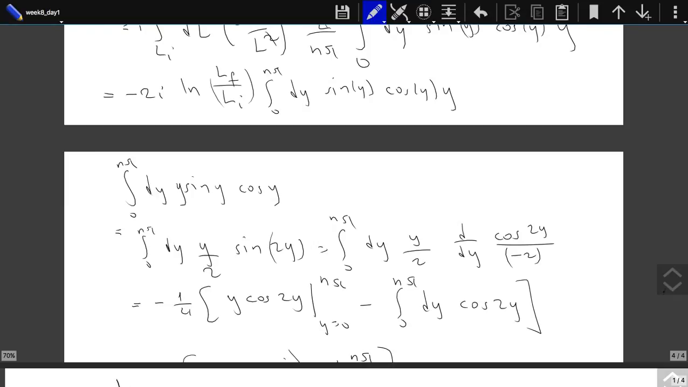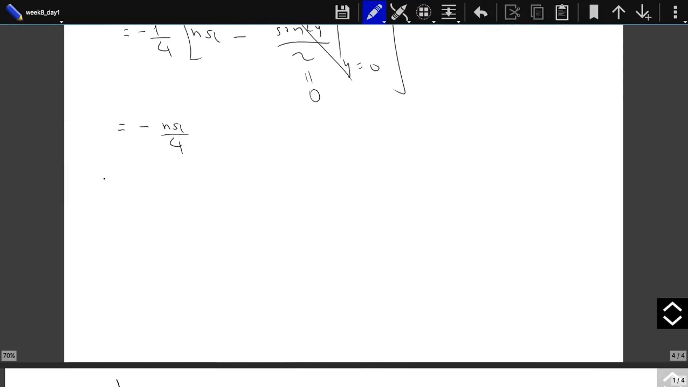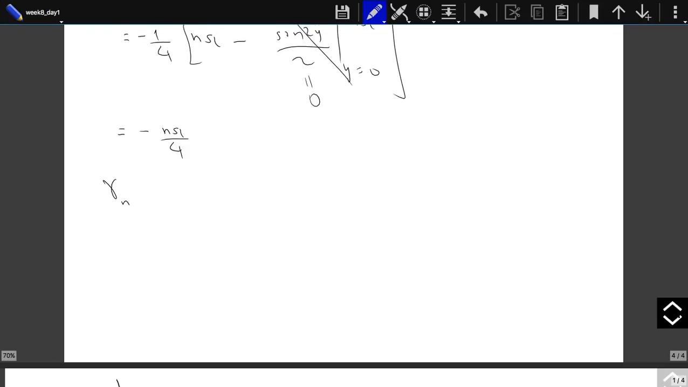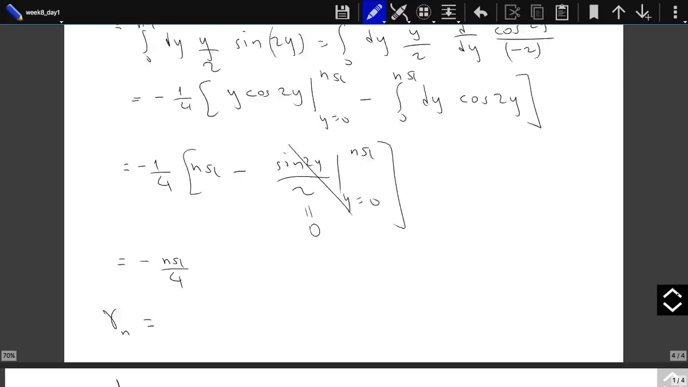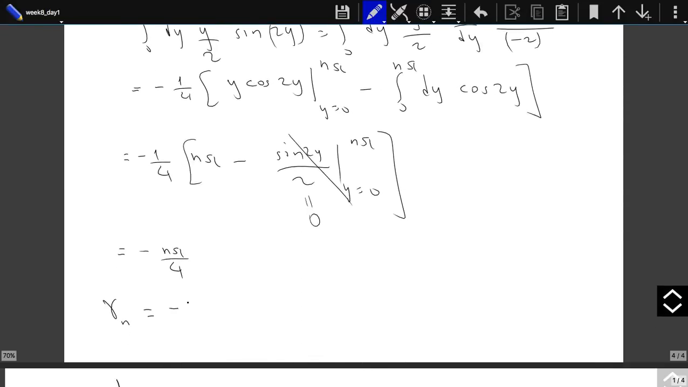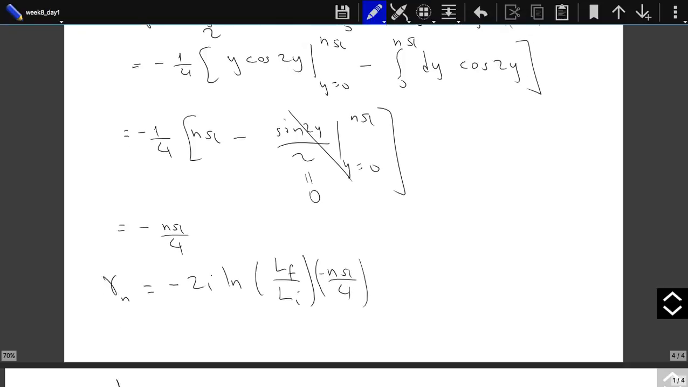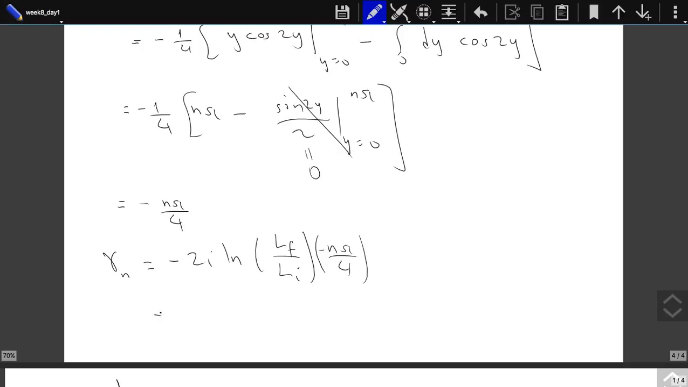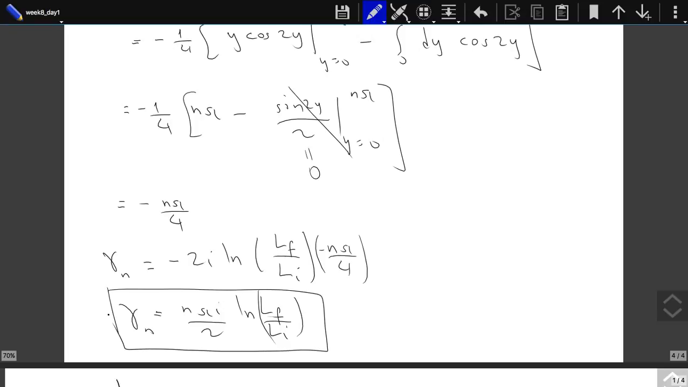No imaginary contribution. So we get the phase is equal to minus 2i times logarithm of L final divided by L initial times n pi over 4 minus n pi over 4. Which should be wrong.